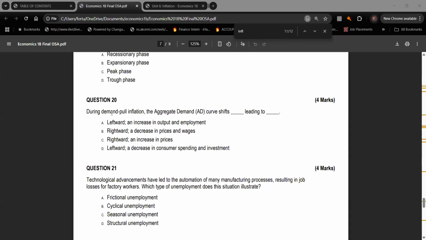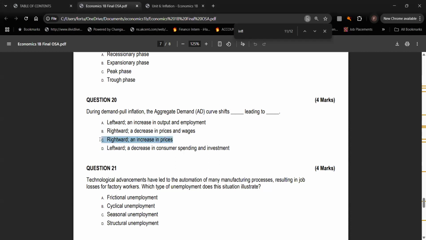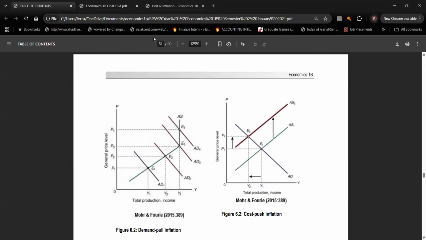All right. So in demand pull inflation, the aggregate demand shifts rightward, leading to an increase in prices, so C is correct. This is exactly what we're looking at in this particular graph, where aggregate demand shifts to the right, and as it shifts to the right, prices are increasing. You see the general price level moving from P1 to P2, and total production from Y1 to Y2. So that is correct. A rightward shift leads to increases in prices. That is very much correct.